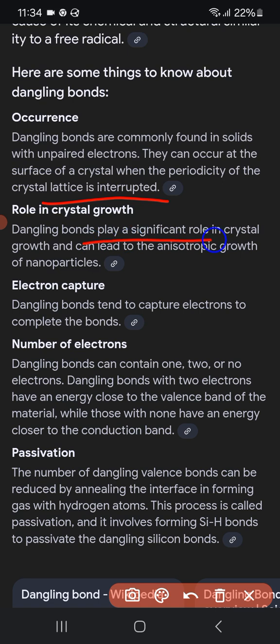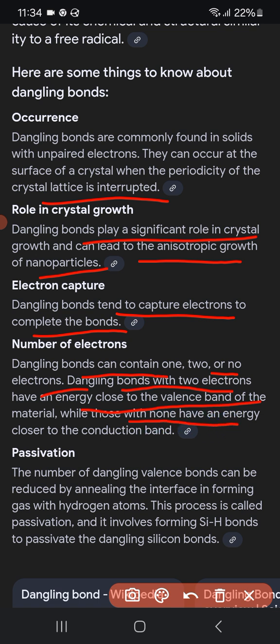Dangling bonds play a role in crystal growth, can lead to anisotropic growth of nanoparticles, and tend to capture electrons to complete the bonds. They can contain one, two, or no electrons. Those with two electrons have energy close to the valence band of the material, while those with none have an energy close to the conduction band.